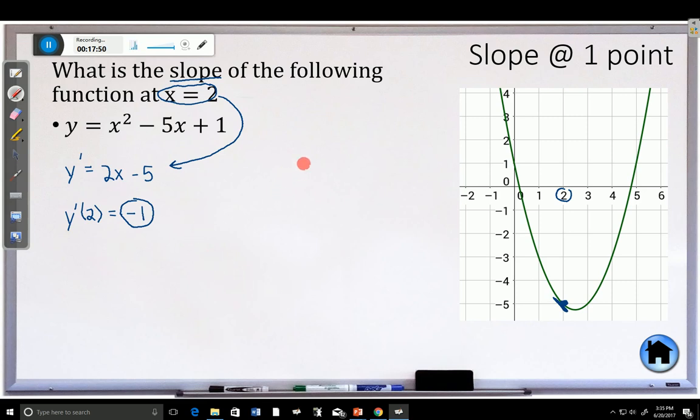So if you want the slope at one point, you take the derivative as usual, and then you just plug in your x value, and that will give you the slope of your function at that particular point. Hopefully that helps.